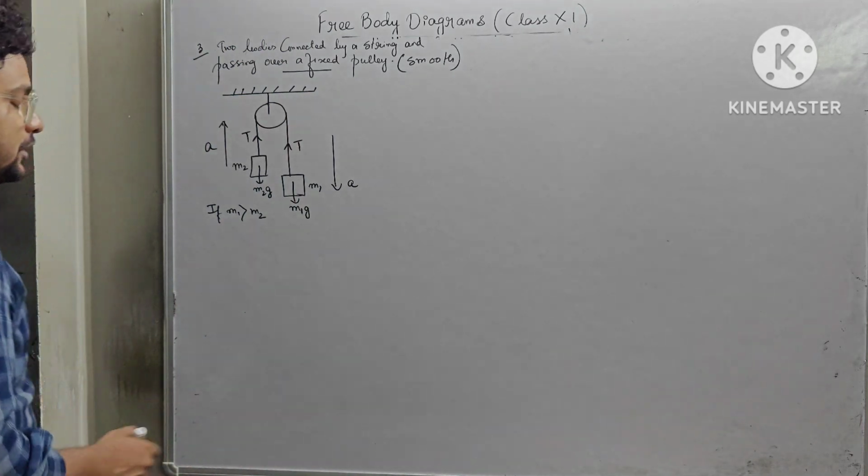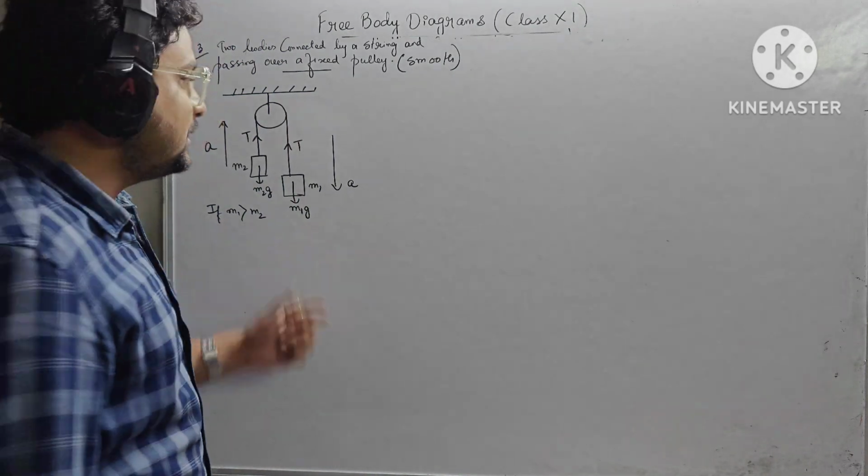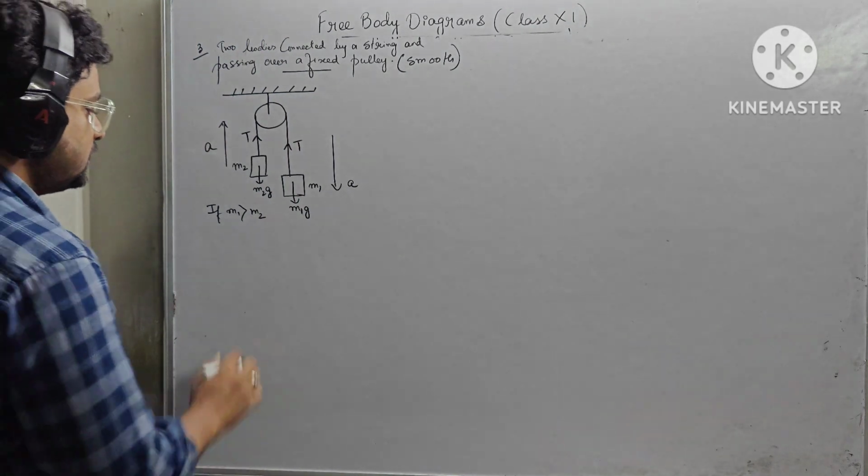Okay. Now if I draw these two bodies separately, see first M2.